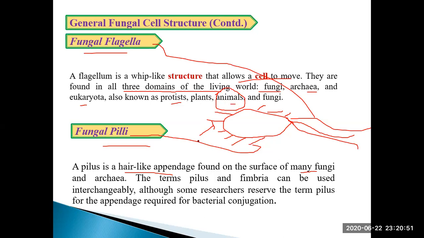So that was our general structure of fungus. We learned what the cell wall is, what the mitochondria of fungus are, that cellulose is not present in fungus while chitin is present, along with fungal flagella and the fungal capsule.